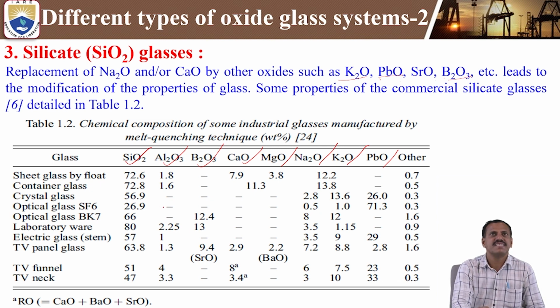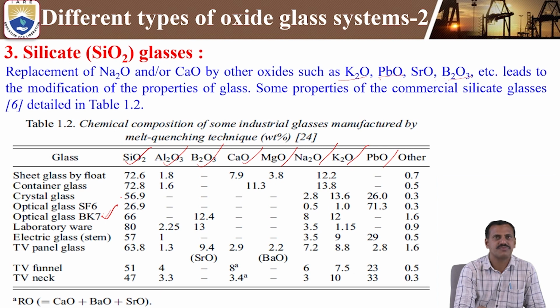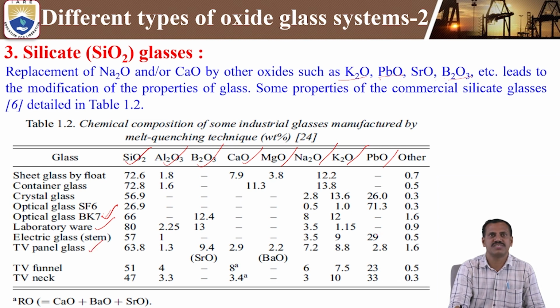First one is the sheet glass by floating method. Next one is container glass. Next crystal glass. Next optical glass SF6, a commercial glass system. Next optical glass BK7, one of the commercial silicate glass systems. Next laboratory ware glass. This is electric glass stem. Next TV panel glass, also prepared using this glass composition. Next TV funnel and TV neck. These are the different kinds of glass systems used in the preparation of silicate based glass.